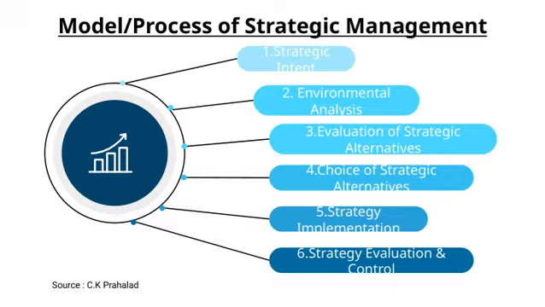Once we've evaluated the alternatives, the next step is choosing the most suitable strategic options. This decision is critical because it determines the direction the organization will pursue. After selecting the strategy, we focus on strategy implementation. This involves translating plans into action, allocating resources, and ensuring that everyone is aligned and committed to the strategic goals. Finally, we come to strategy evaluation and control. This is about monitoring progress, measuring performance, and making adjustments as needed to stay on track.